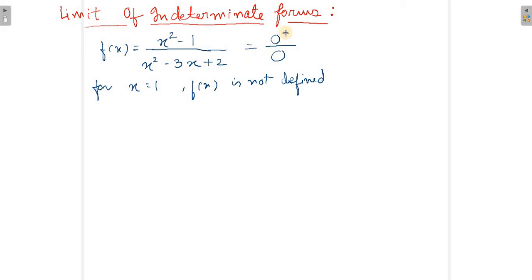So actually this is an indeterminate form. This 0 by 0 is an indeterminate form when x equals to 1. So this function f of x is indeterminate when x equals to 1. But हम तब भी क्या कर सकते हैं, x equals to 1 में limiting value निकाल सकते हैं of this function. So we can find the limiting value, that is limit x tends to 1 f(x). It can be found out.